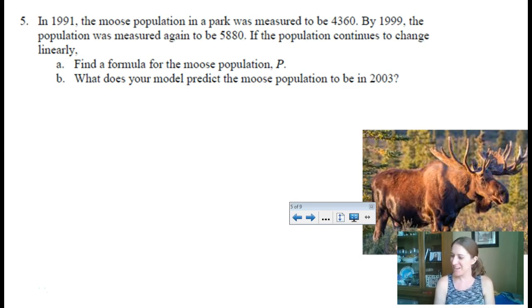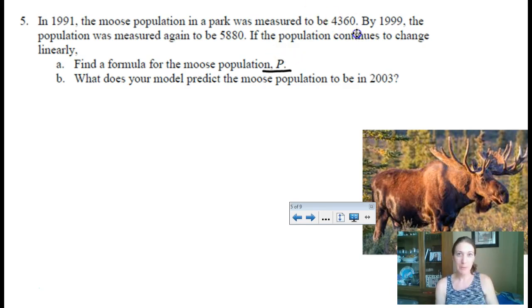All right, in 1991, the moose population for a park was 4,360, but by 99, now it's up to 5,880. So cool. If the population continues to change linearly, we're going to find a formula, and then we're going to extrapolate out of that formula to figure out what the population would be in 2003. Apparently, this problem was written before 2003 because, if I really cared that much, I would just Google it. All right, find the formula for the population P.